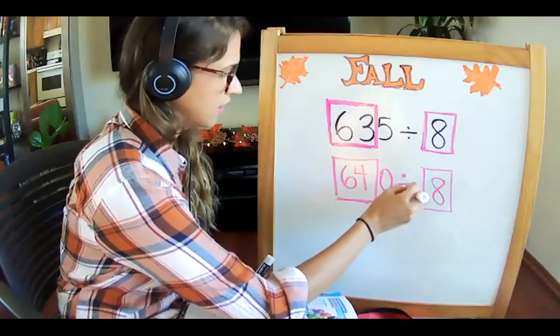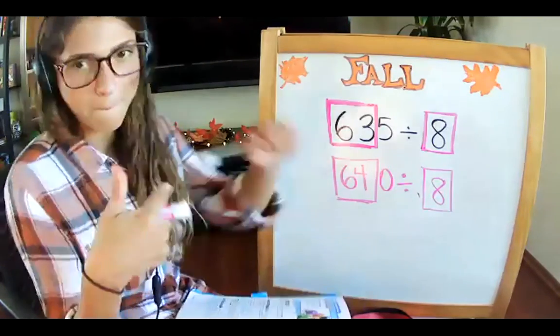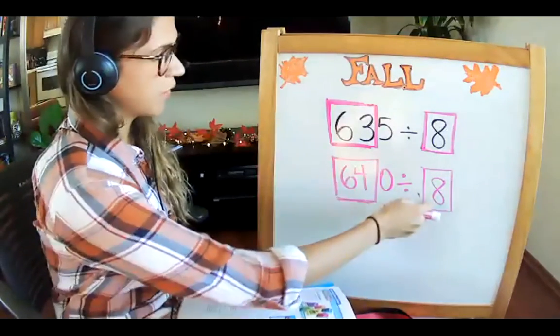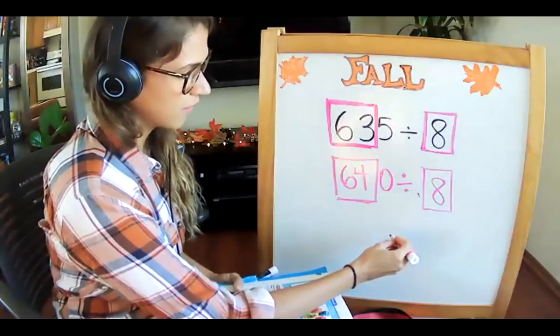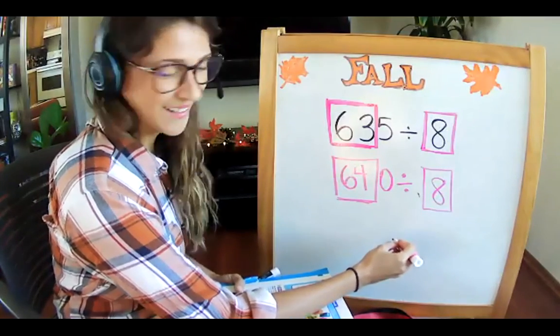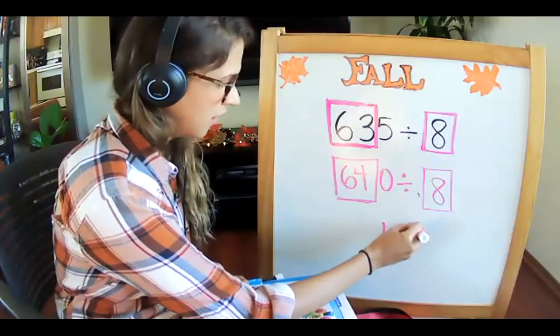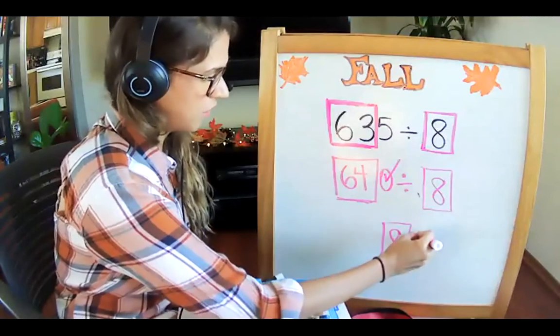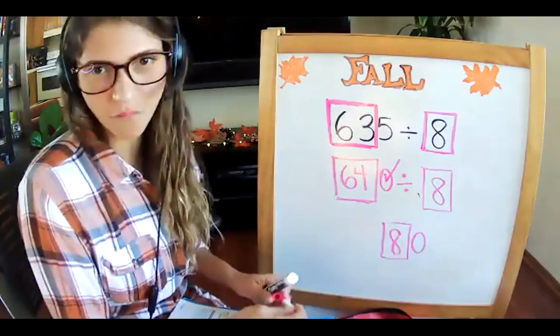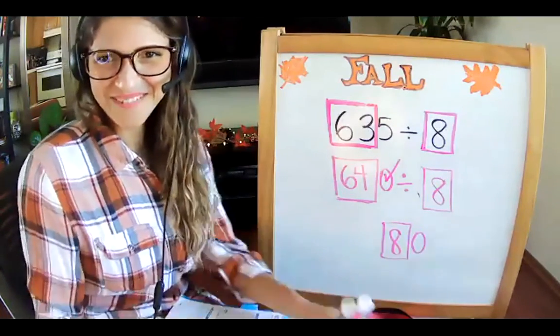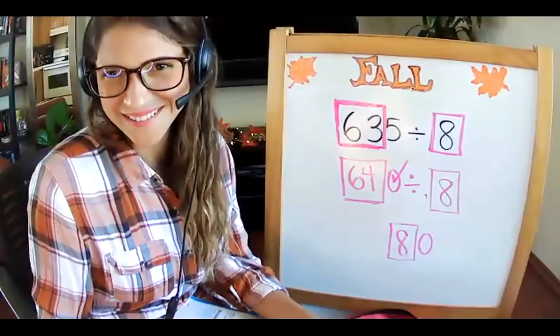Annex. All right, let's solve our basic facts. 64 divided by 8. 8 times 8 is 64. And annex the 0, it's 80. Voila. Pretty easy, right, guys?